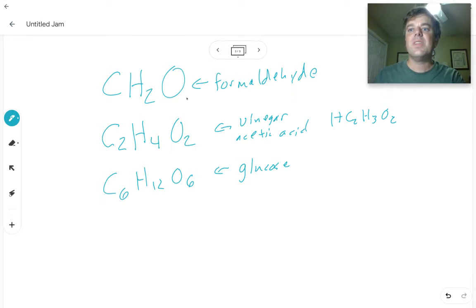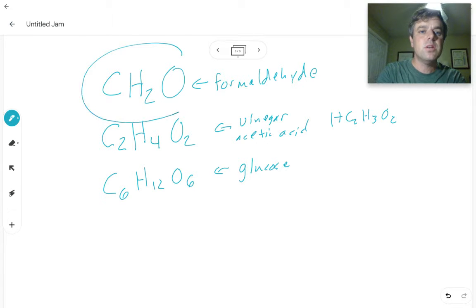These are very different compounds, but they all have the same 1 carbon to 2 hydrogens to 1 oxygen ratio. And so they would all have the same percent composition. If you calculated percent composition, it would all be the same for these. So if you're starting with percent composition and you work backwards, you're always going to come up with the simplest ratio, which is that one. That is the empirical formula.